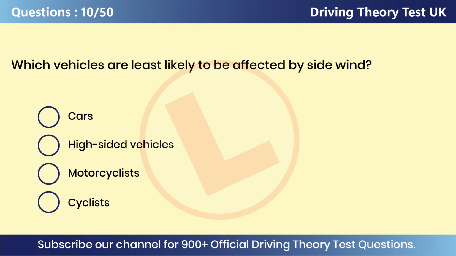Question 10. Which vehicles are least likely to be affected by side wind? A. Cars. B. High-sided vehicles. C. Motorcyclists. D. Cyclists.